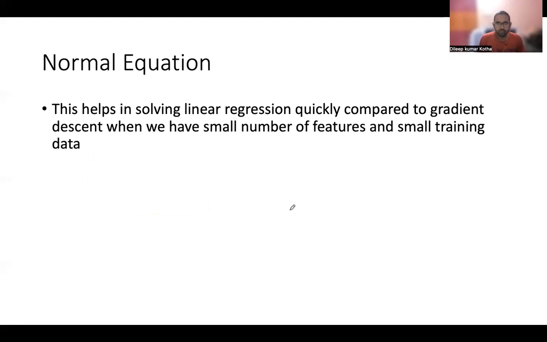So there is one more method other than gradient descent for solving linear regression, that is the normal equation method. This method is used when we have a small number of features or small training data. And this is much quicker compared to gradient descent because there is only one iteration required for this. You will see that in the later slide.